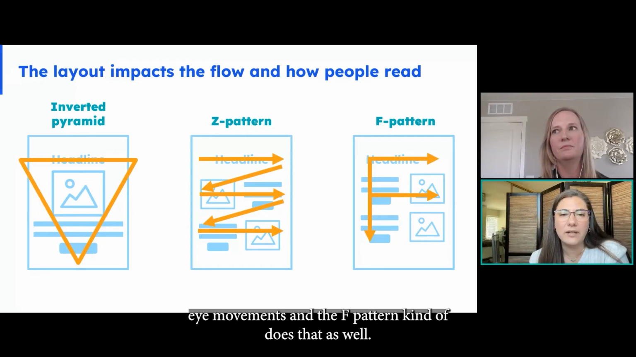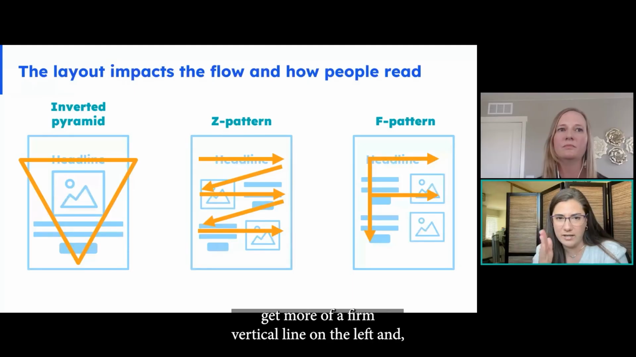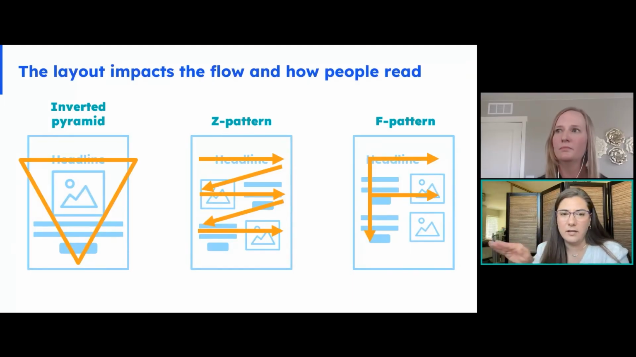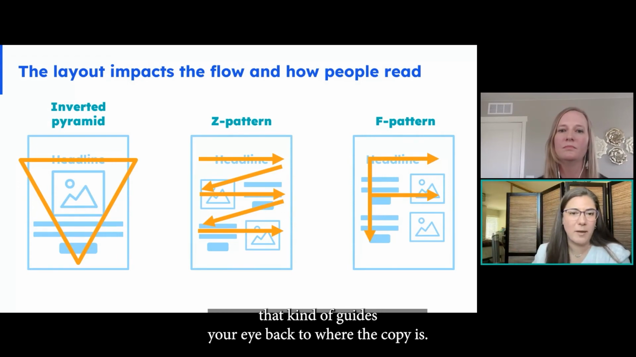And the F pattern kind of does that as well. But instead of that zigzag alternation, you get more of a firm vertical line on the left, and you end on the right with that visual and image, so it kind of guides your eye back to where the copy is.